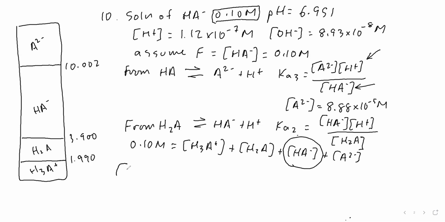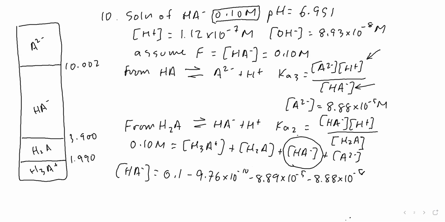And we know that the concentration of HA minus is going to be 0.1 minus 9.76 times 10 to the minus 10th minus 8.89 times 10 to the minus 5th minus 8.88 times 10 to the minus 5th. And when we do all that math, we get the value 0.0998.